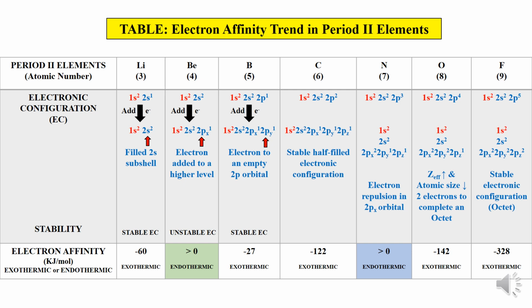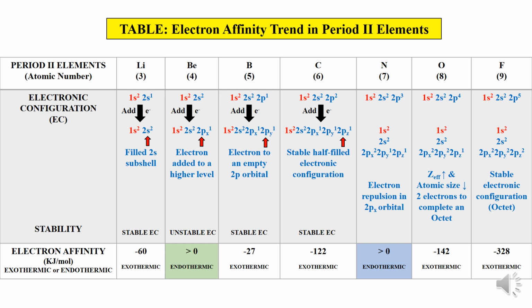Carbon's electronic configuration is 1s2 2s2 2p2, and after adding an electron, where does the added electron go? The added electron goes to the 2pz orbital, and this leads to a stable half-filled electronic configuration. You can see a symmetry in the 2p orbitals, and this is reflected in the electron affinity value. Compared to the previous three atoms, lithium, beryllium, boron, it has a high electron affinity value. It is an exothermic process. Why is it a high value? Because it has a stable half-filled electronic configuration.